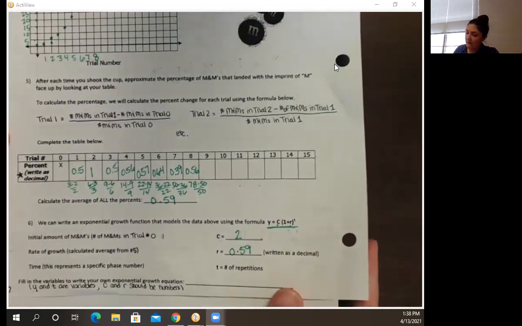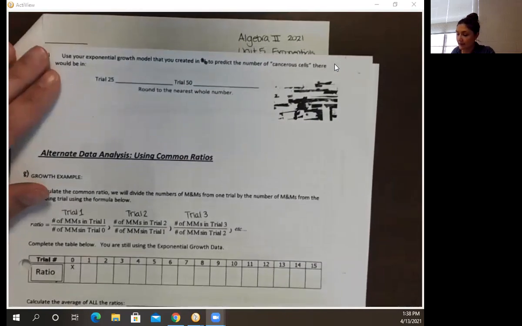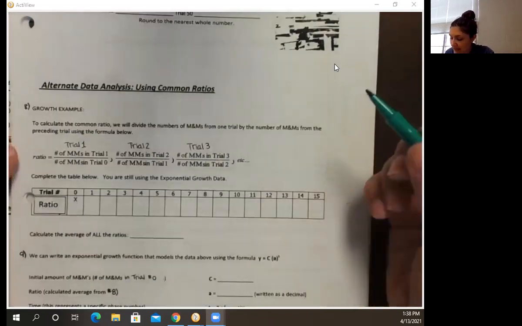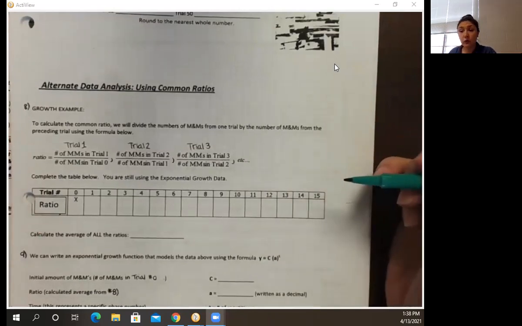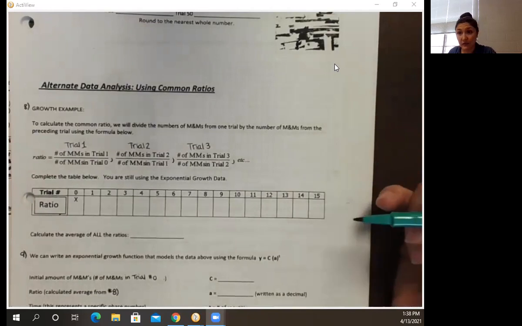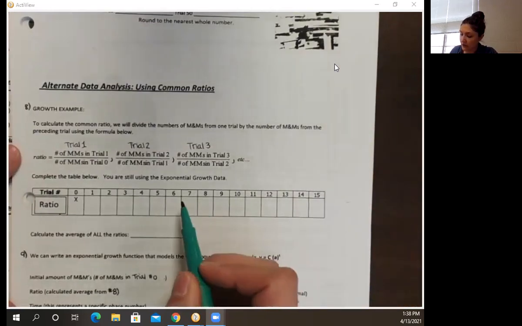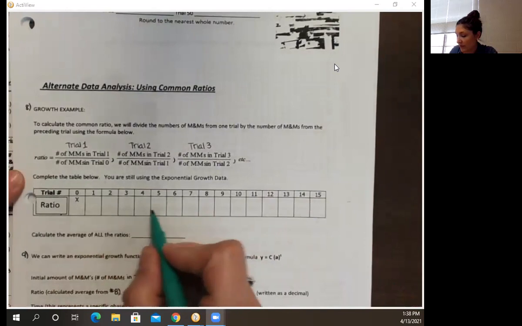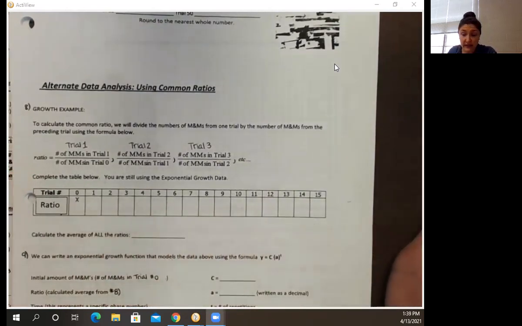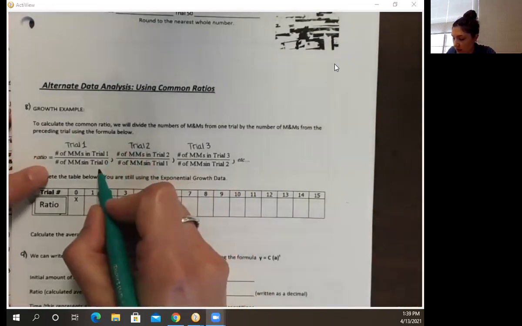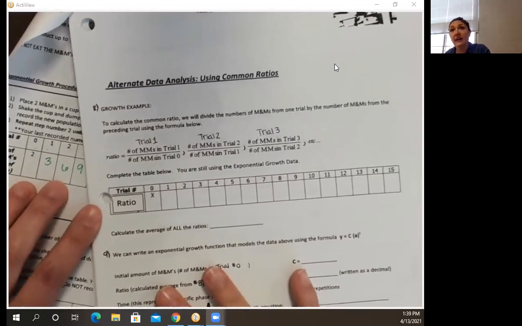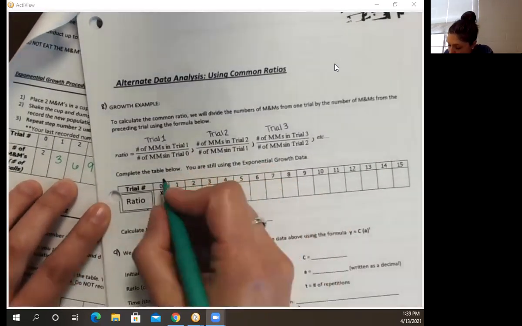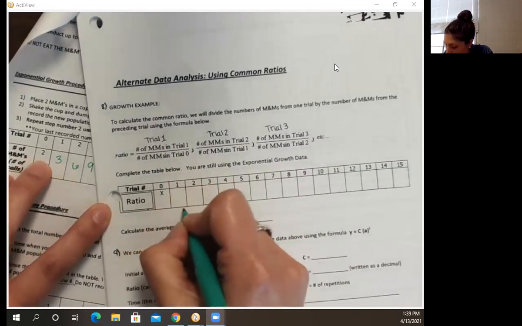There's another option that we have for exponential functions, and we're going to look at that next. And that's to look at the ratio of our growth instead of as a percent, as a sort of fraction here. So again, we calculate for each trial how we've increased that number of M&Ms, and then we'll find the average for all of our ratios. So we're going to start with trial 1 over trial 0. So this would be 3 over 2.